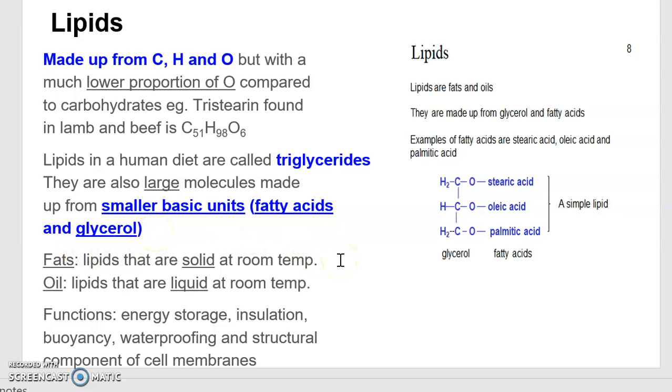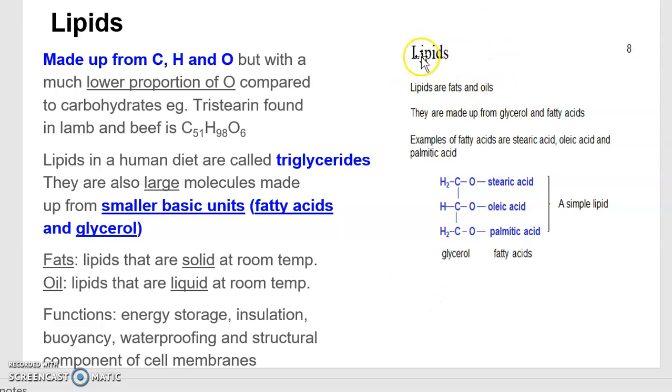Some extra information down here: if you eat fats that are solid at room temperature, they are called fats, as opposed to oils, which are liquid at room temperature. Reminder also that you need to know about the functions of fat in our diet. We need fat as an energy store. It's also very, very important in terms of keeping our bodies warm. We've got a layer of fat underneath the skin called adipose tissue, which keeps us warm. And there are some extra functions there to add to the list.